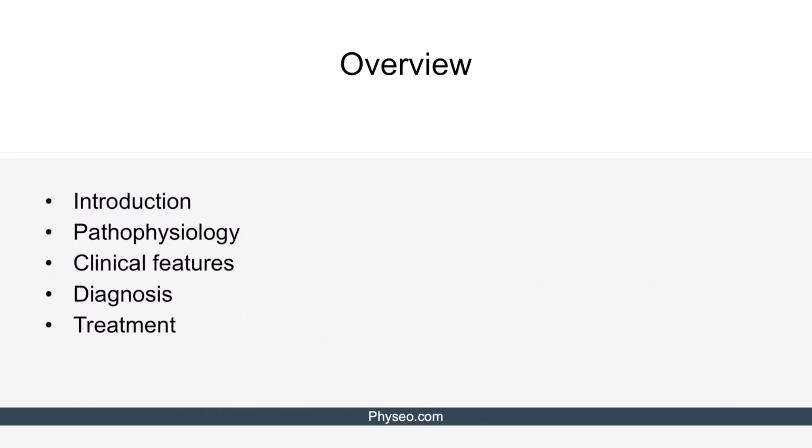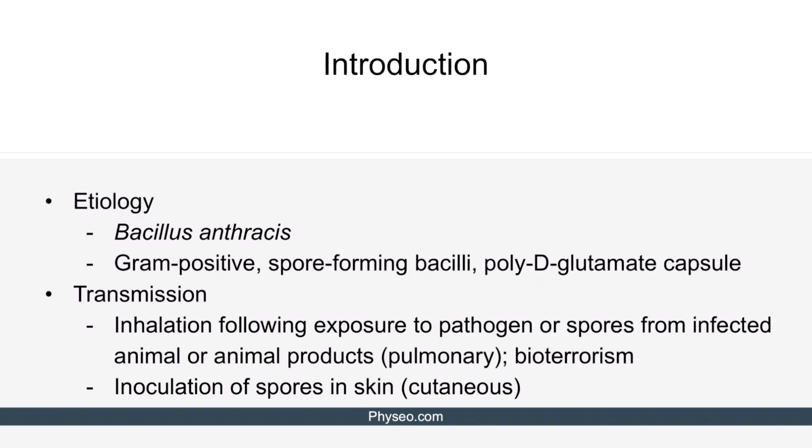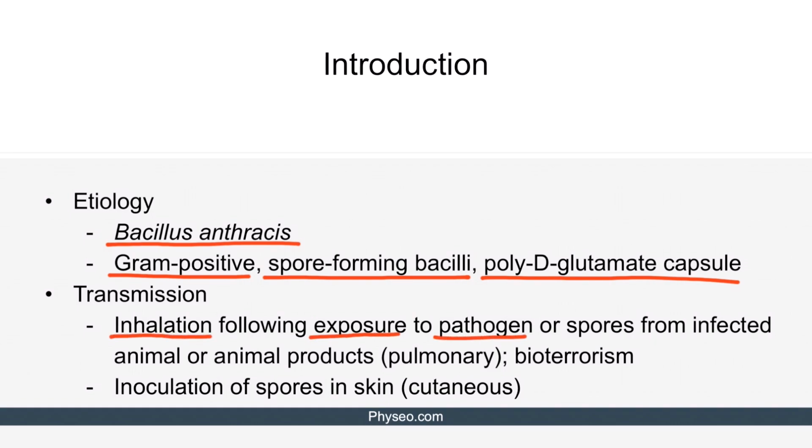Again, let's begin with the introduction. Anthrax is an infection caused by Bacillus anthracis, which is a gram-positive spore-forming bacillus with a poly-D-glutamate capsule. Transmission occurs via inhalation following exposure to the pathogen or spores from an infected animal or animal products. Inhalation of bacteria or spores results in pulmonary manifestations. Human-to-human transmission is rare. This microorganism has also been used for bioterrorism in the past.